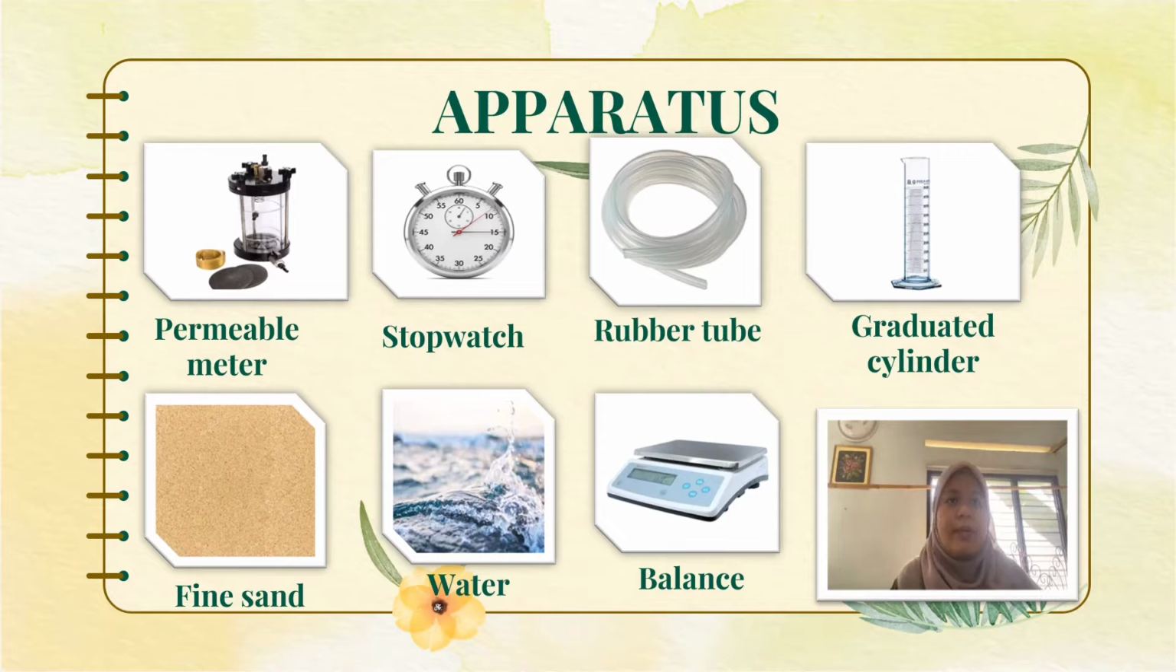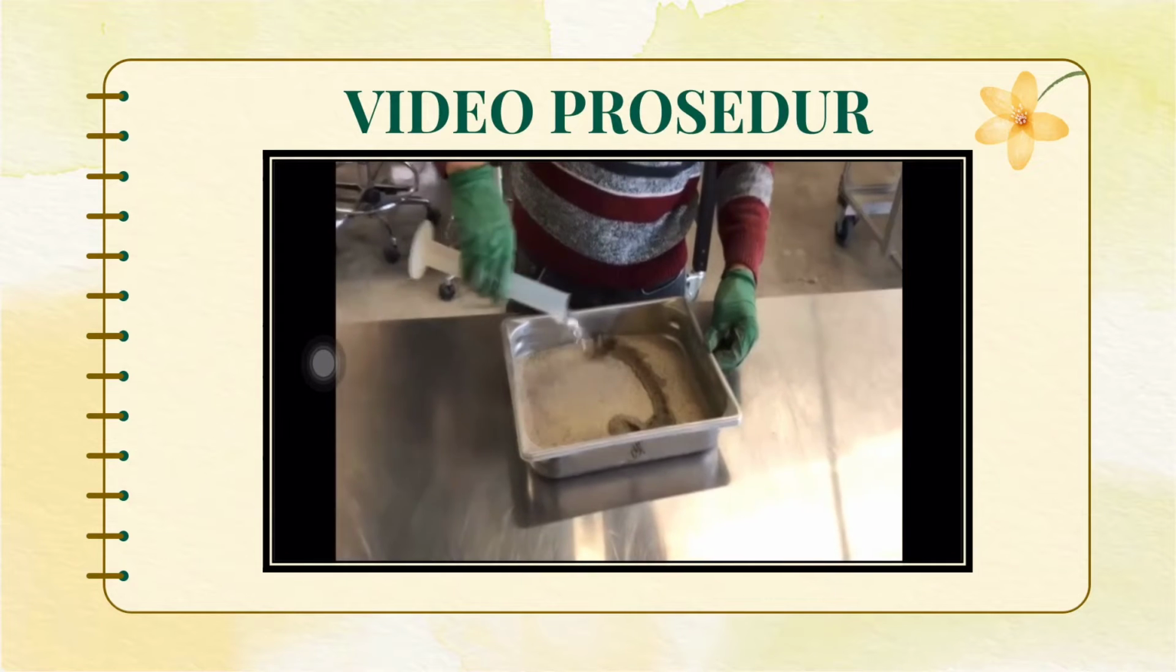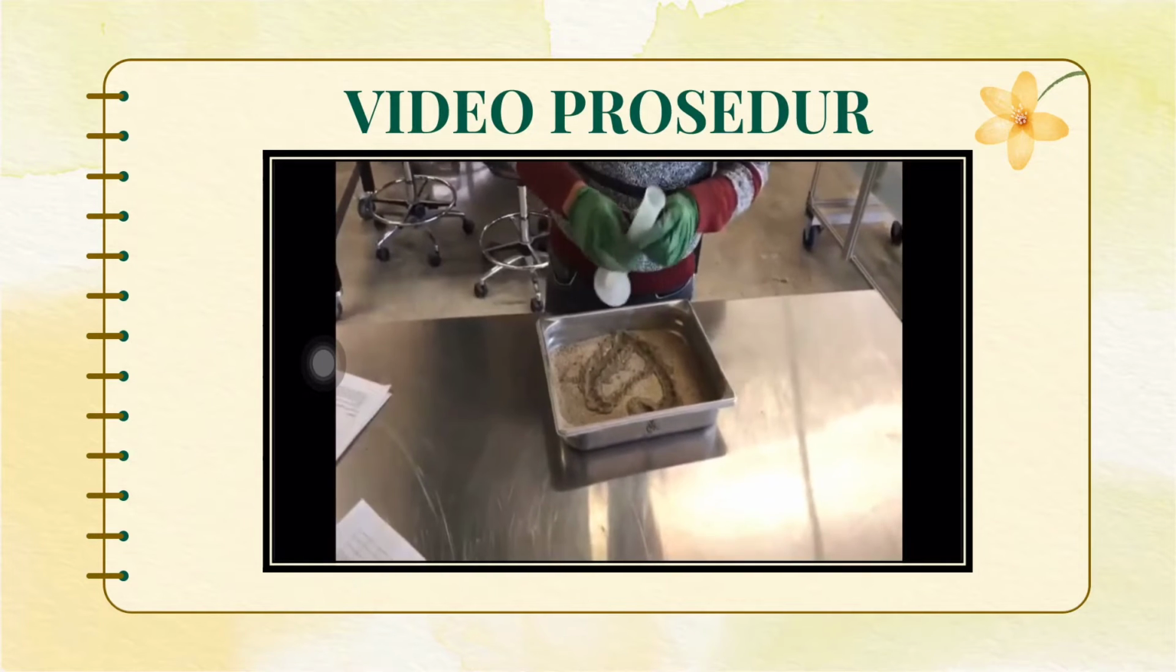Today I will explain about apparatus and procedure. In this experiment, we use 7 apparatus which are permeameter, fine sand, water, balance, stopwatch, rubber tube and graduated cylinder. Furthermore, I will explain about the procedure of this experiment.